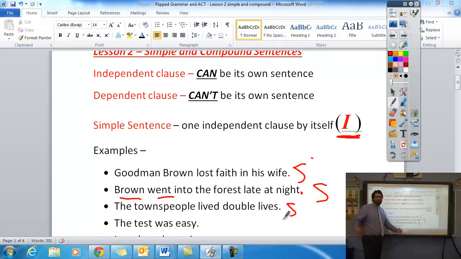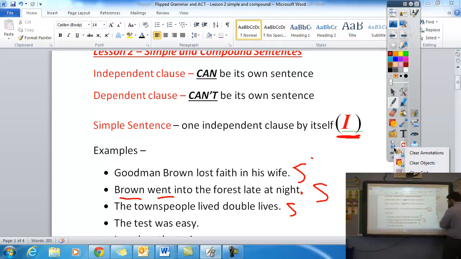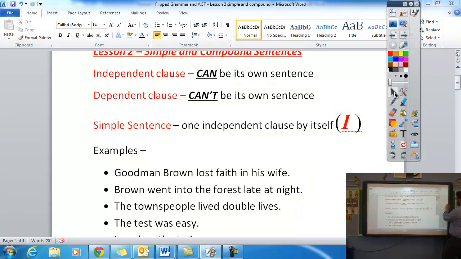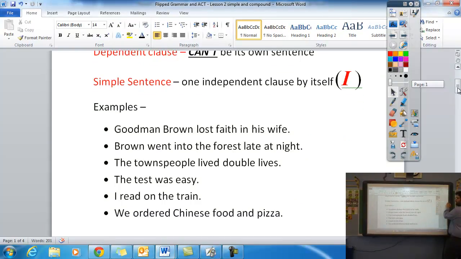Even shorter, even more simple. The test was easy. That's it. That's what we call a simple sentence, because it's one independent clause, right? Let's see, I think we've got one or two more. Yeah. I read on the train. We've got a subject, we've got a verb, we've got a complete thought. Right? What did you do today on your way to school? I read on the train. Complete thought. So it's a simple sentence.